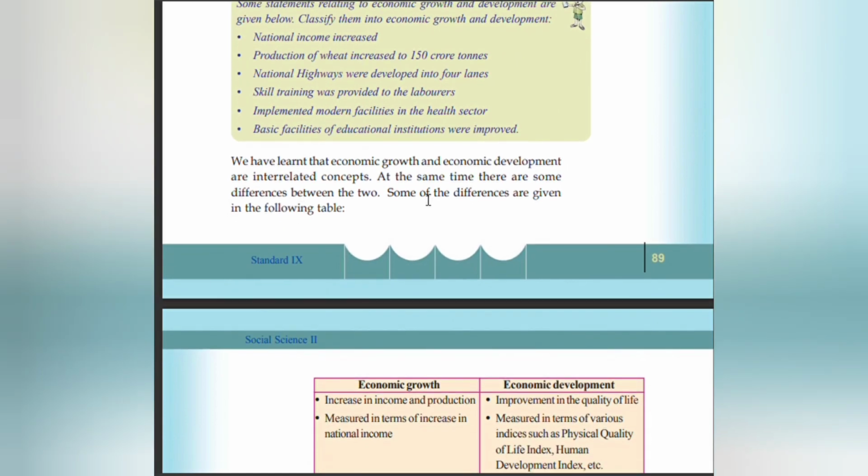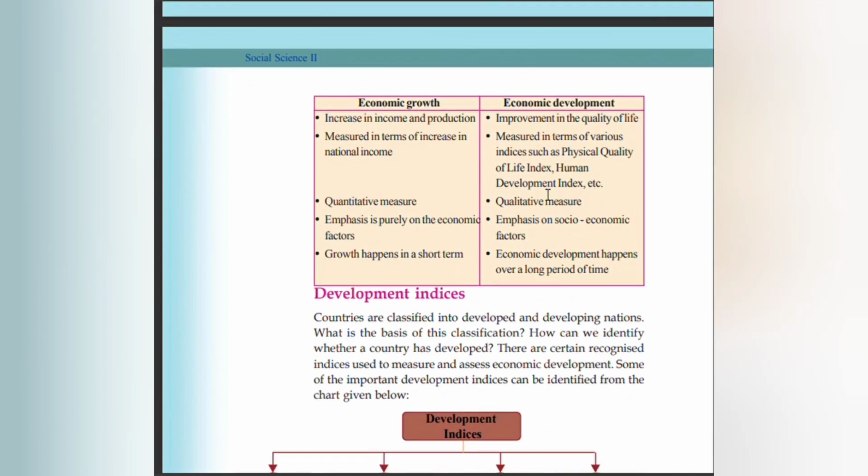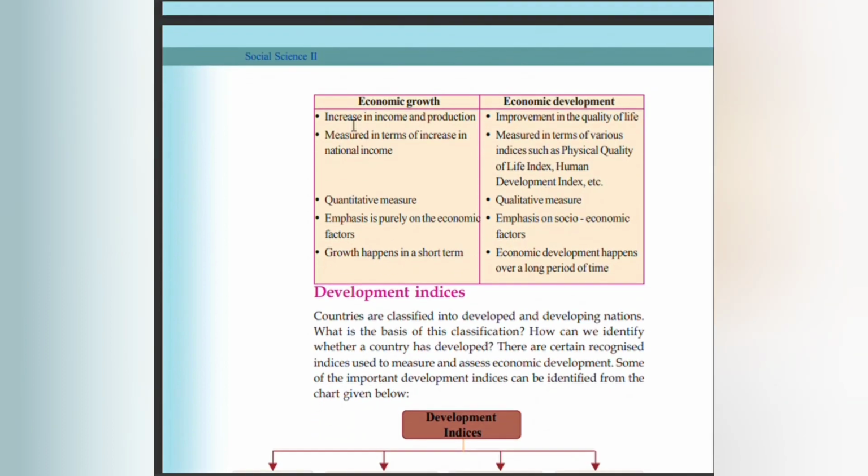We have learned that economic growth and economic development are interrelated concepts. At the same time, there are some differences between the two. Some of the differences are given in the table. Economic growth: increase in income and production. Economic development: improvement in the quality of life. Economic growth is measured in terms of increase in national income. Economic development is measured in terms of various indices such as physical quality of life index, human development index, etc.